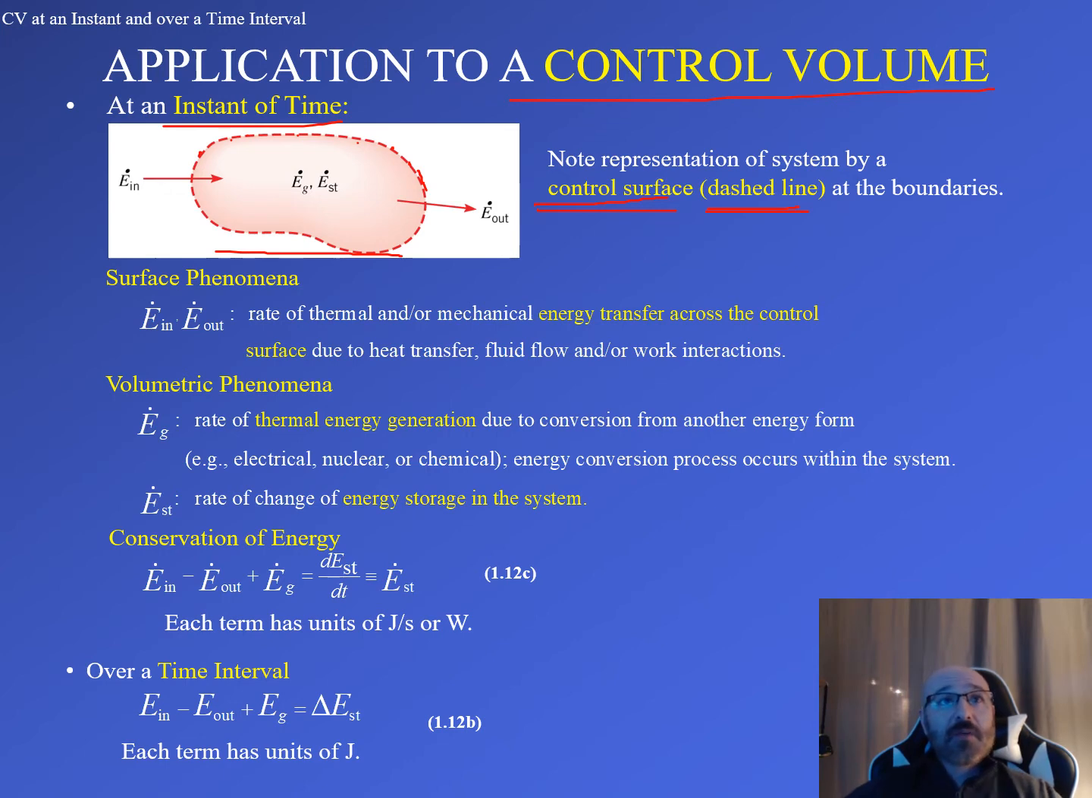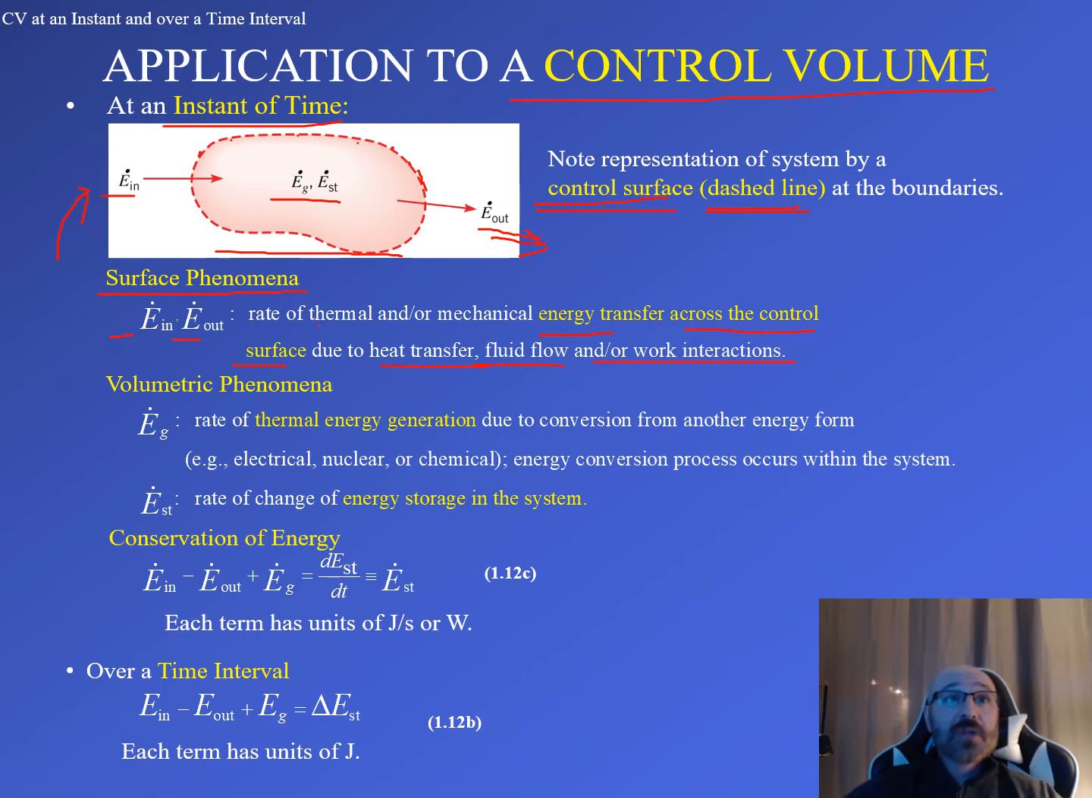Now we can see we have our E dot in and our E dot out, where this is our surface phenomena. E in and E out is the rate of thermal and or mechanical energy that's going to be transferred across the control surface due to heat transfer, fluid flow, and or work interaction. So again, there's our E in and E out. We can relate them back to our diagram, going into the system and then out of the system. Now on the inside, we have our E G dot and our E ST dot.